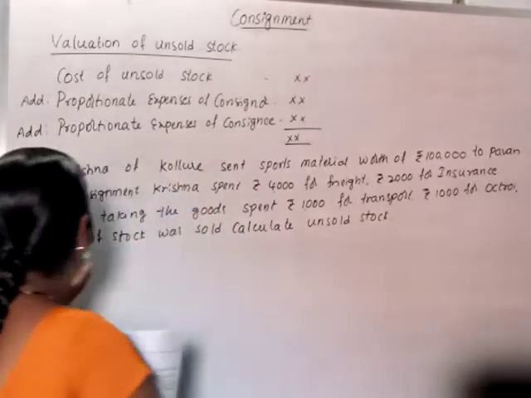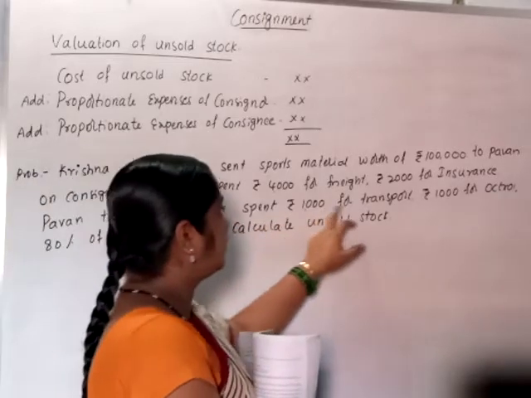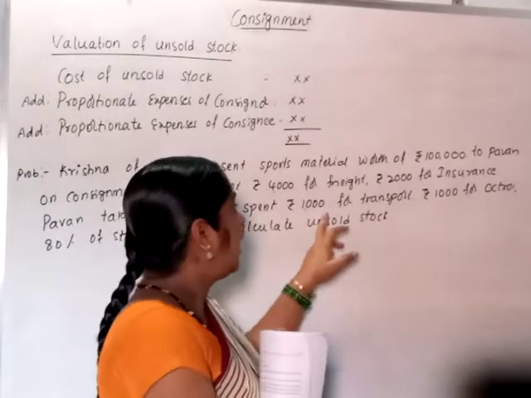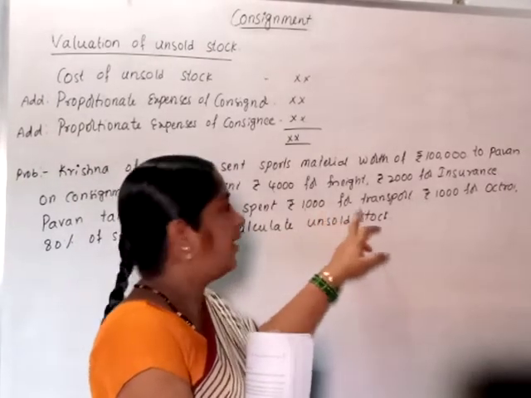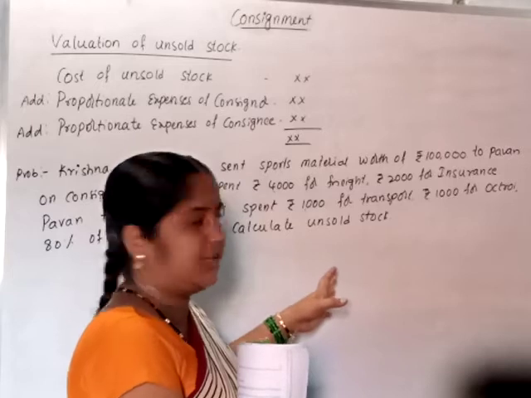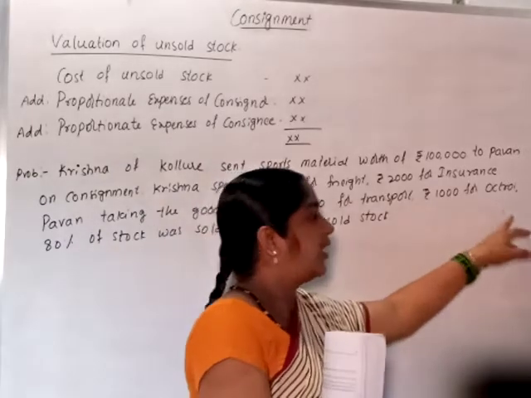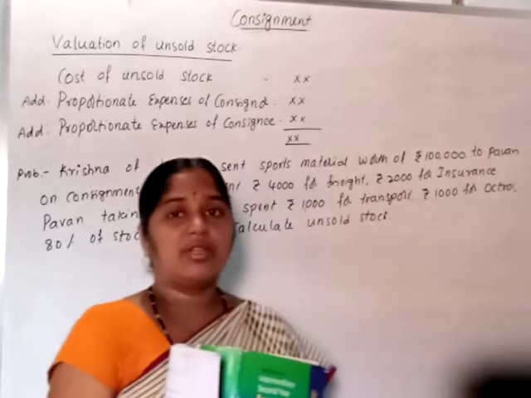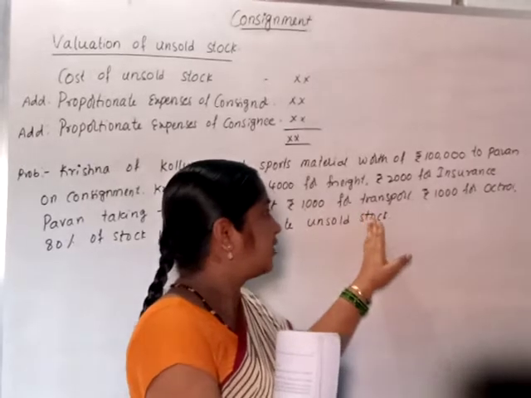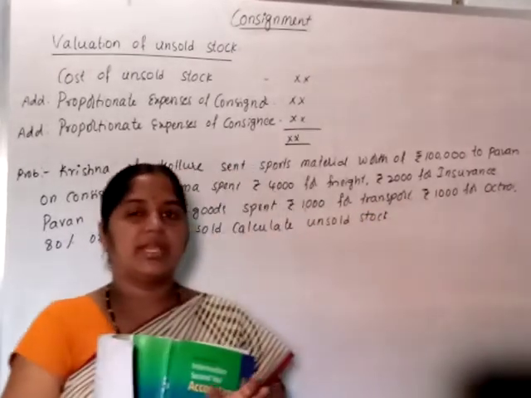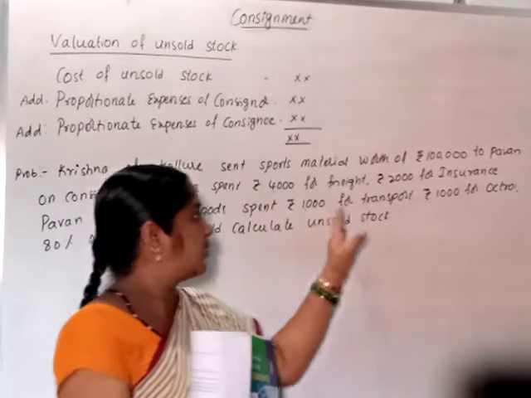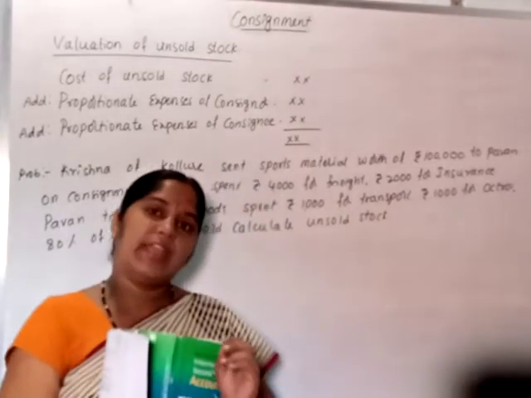Next, Pavan, taking the goods, spent rupees 1,000 for transport. He took over the goods and again spent 1,000 rupees for transport. Transport is nothing but carriage, so carriage is also non-recurring expenditure of the consignee. And 1,000 rupees for octroi is also non-recurring expenditure. So both these expenditures of the consignee are non-recurring only.